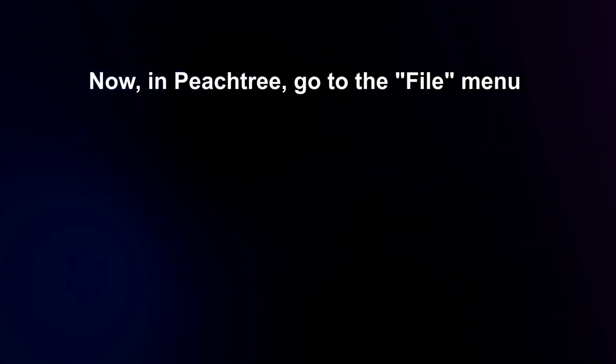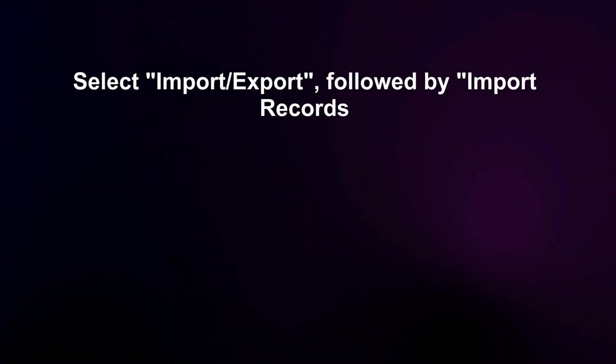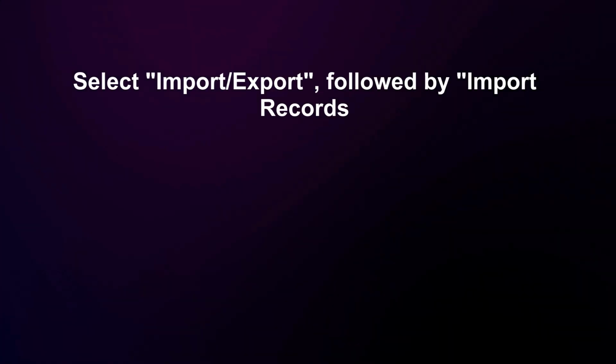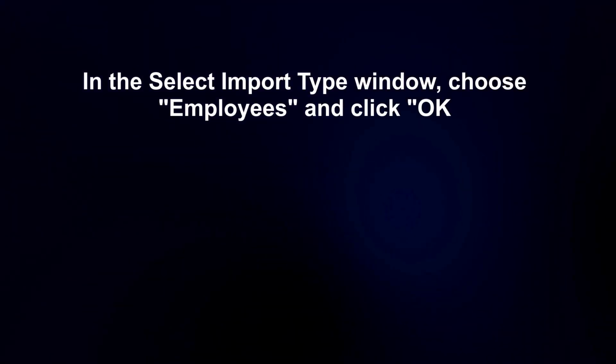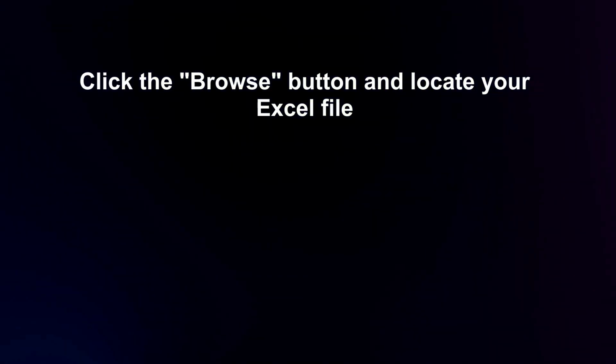Now, in Peachtree, go to the File menu. Select Import, Export, followed by Import Records. In the Select Import Type window, choose Employees and click OK. Click the Browse button and locate your Excel file.